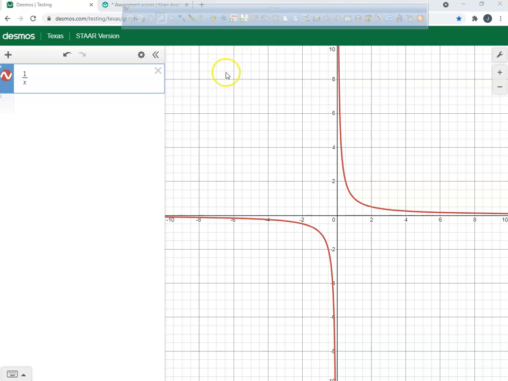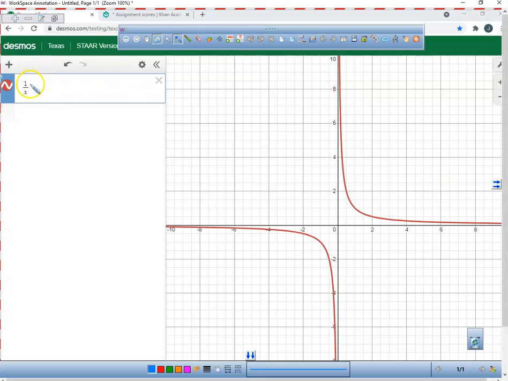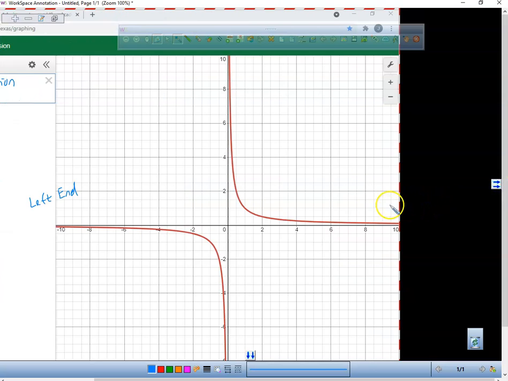All right, so what we're working on is what's called end behavior in rational functions. Right here, this is the parent function. That's the parent function for all rational functions. So we call end behavior things that are going towards, we call it left end behavior. And over here on the right-hand side, we call it right end behavior.